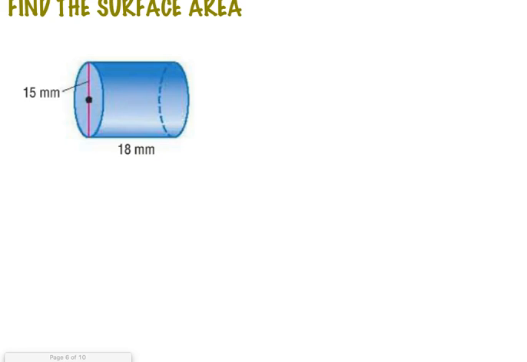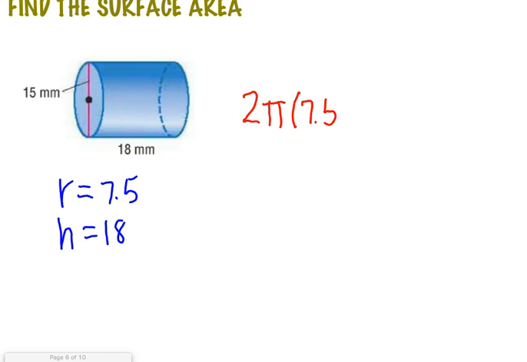So if we want to find the surface area of this cylinder, we just have to plug in. So let's first determine what is our radius. 7.5. What's our height? 18. Now we just plug in. So 2 pi 7.5 squared.